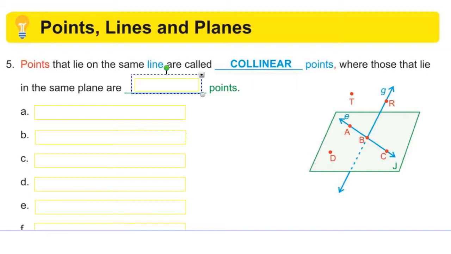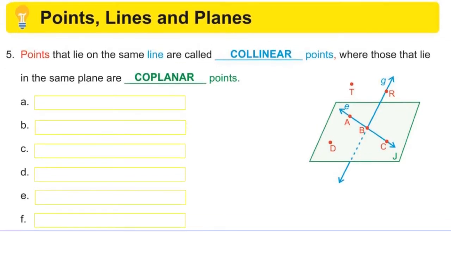What about those that lie in the same plane, what would they be called? So if we're going to call them collinear if they're on the same line, what are we going to call them if they're in the same plane? And we're going to say coplanar, right? Coplanar points. So collinear along the same line, coplanar in the same plane. All right, let's see if we can answer a couple questions here.